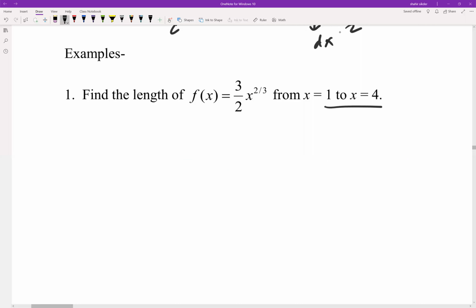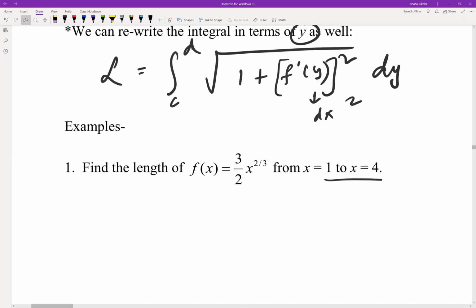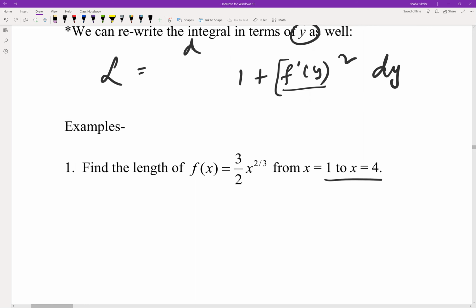So notice what we need on the arc length. I wanted to clarify something. This is not the second derivative. You're taking the first derivative and squaring it. It's not f double prime, so be aware of that. That's a typical student mistake. Okay, so let's go ahead and draw this.